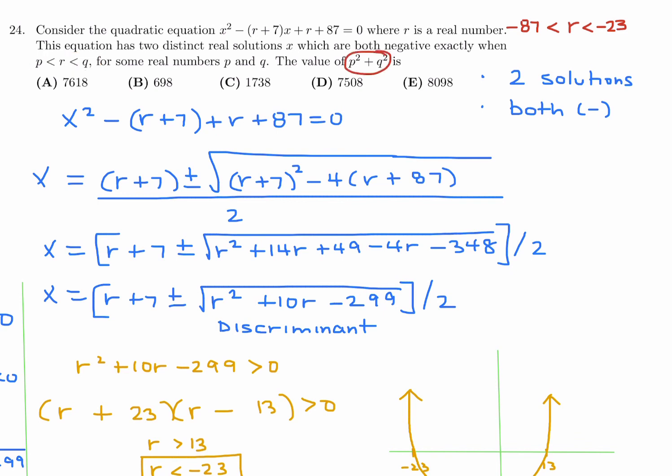And now they want p squared plus q squared. Well, this is my p, and this is my q. So p squared plus q squared is just minus 87 squared plus minus 23 squared. And that is equal to 8098, conveniently right underneath. So the answer to number 24 is E.